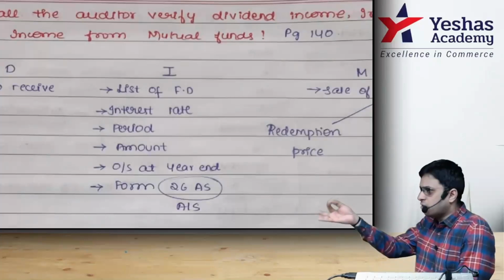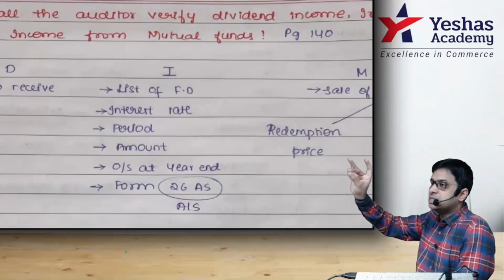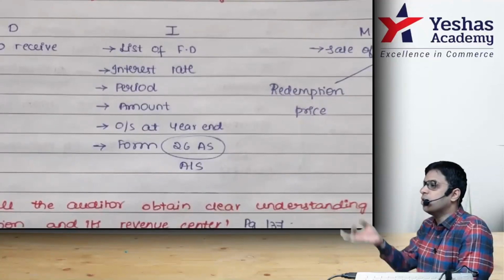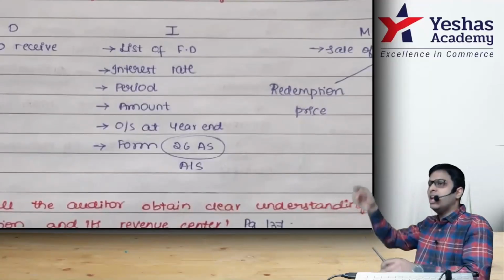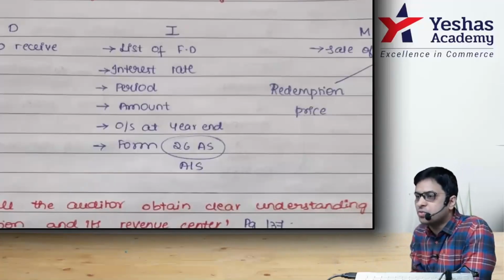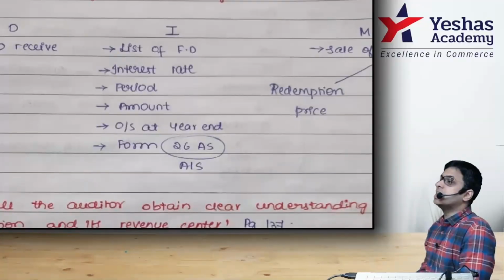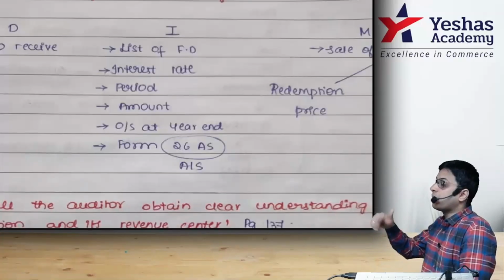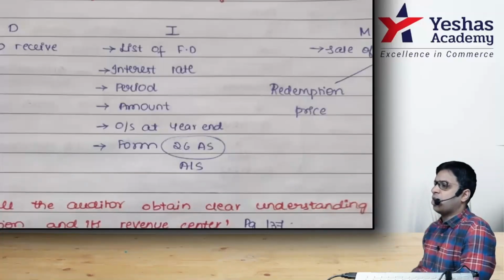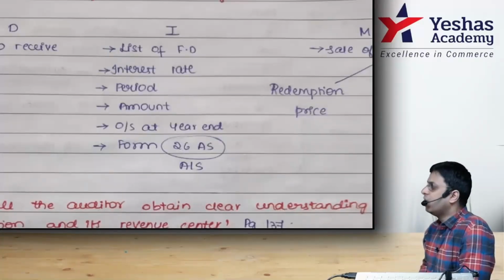Tell me: list of FD, interest rate, period. Then we will come to the amount. If you do the amount of FD into interest rate into period, equal to that will be the amount of interest. Yes or no? Amount of interest. Next is how much interest has already accrued and become due, but the bank has still not paid you. That is called outstanding at the year end. Nowadays it becomes automatic, but still, outstanding at the year end in the given year.